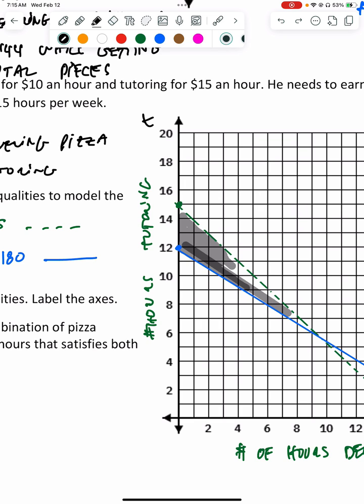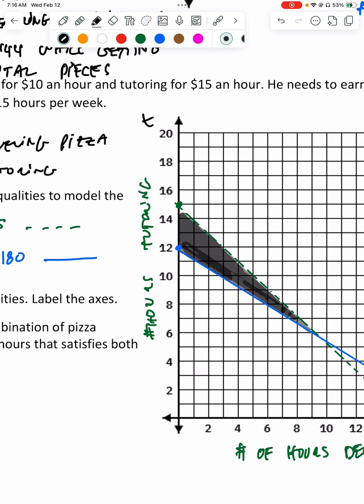Now remember, it actually does stop on the y-axis or on the t-axis. Because again, there are constraints. And the constraints are that we don't get negative values. You cannot have a negative number of hours delivering pizzas or tutoring. Are we good with this? Do you see how accurate I'm trying to be here, so that I can present a good solution area.